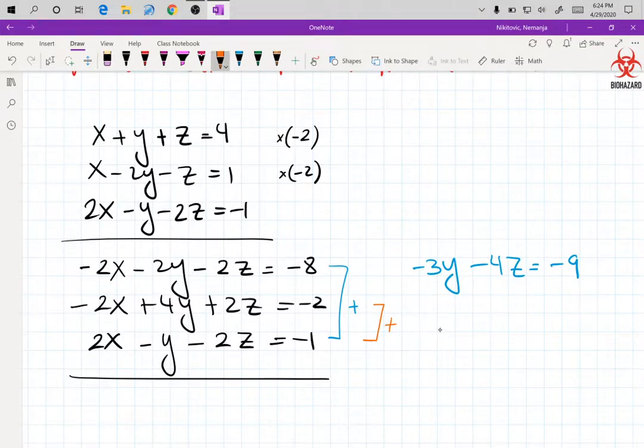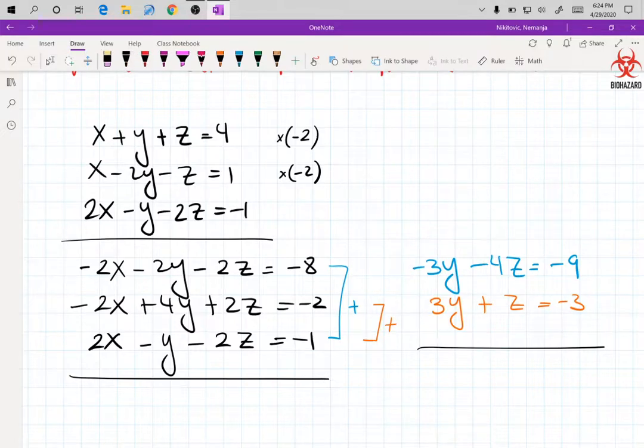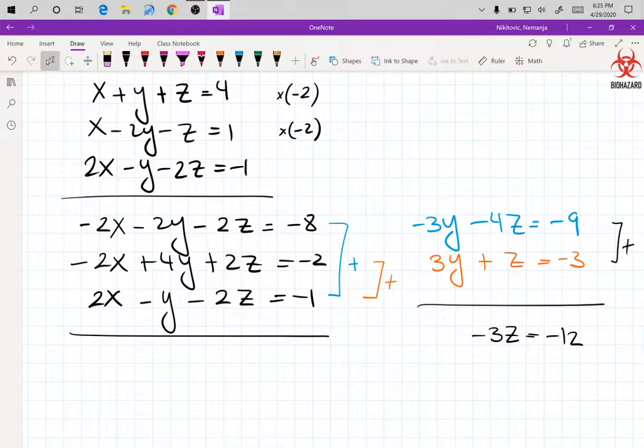So now, when I add the second and third equation, the x's are gone. We have 3y plus z equals -3. And look what you have now: two equations, two unknowns. How lucky are we, huh? These are already set up for elimination, so by simply adding these two, I'm getting -3z equal to -12. So y is cancelled, -4 plus 1 is -3, and then -9 and -3 make -12. Z is 4.